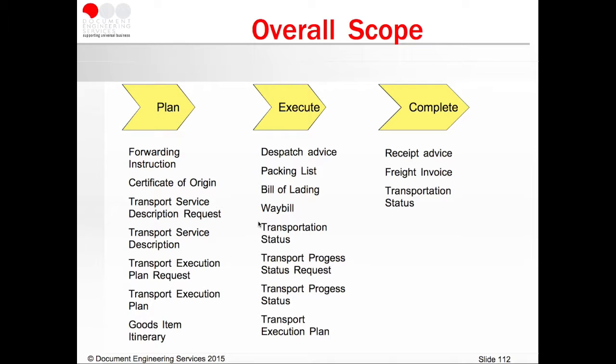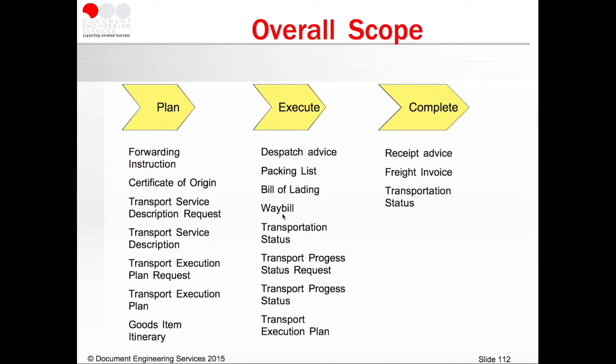So the overall scope of the transportation process within UBL covers what's called the plan, execute and complete phases. So planning of transporting of goods involves things like providing forwarding instructions, possibly certificates that are required for that, and requests for service. So this is the arrangement of the transport, the booking, for example. That plan is then executed, and that may require things like dispatch advices and packing lists and waybills, bills of lading.